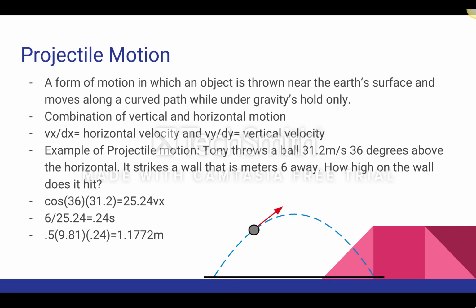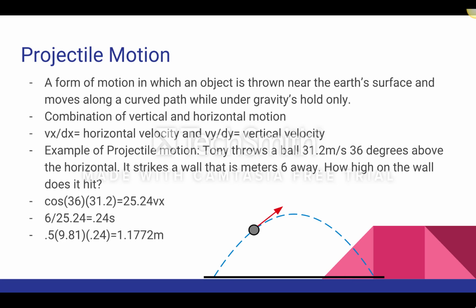Let's get started. Projectile motion is a form of motion in which an object is thrown near the Earth's surface and moves along a curved path while under gravity's hold only. It is a combination of vertical and horizontal motion. Vx and dx equal the horizontal velocity, while Vy and dy equal the vertical velocity.